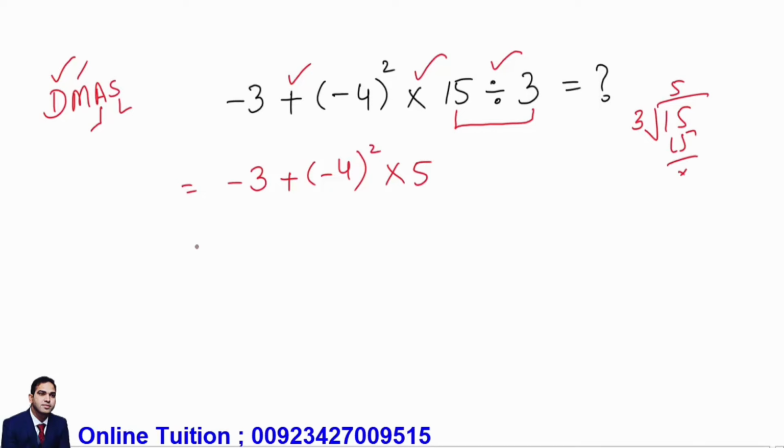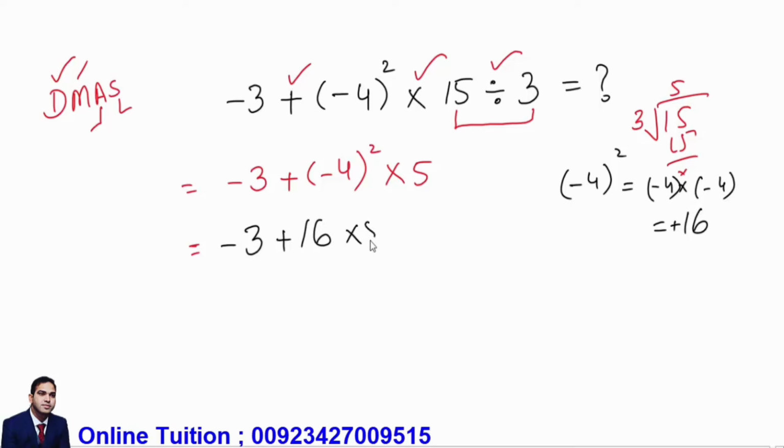Now after that, what to do? You have to do multiplication, which means 5 will be multiplied with negative 4, but 4 has a power 2, so first of all, solve plus negative 4 square. This is negative 4 multiplied by negative 4, and this is 16, and negative multiply negative is positive. So 16 multiply 5.